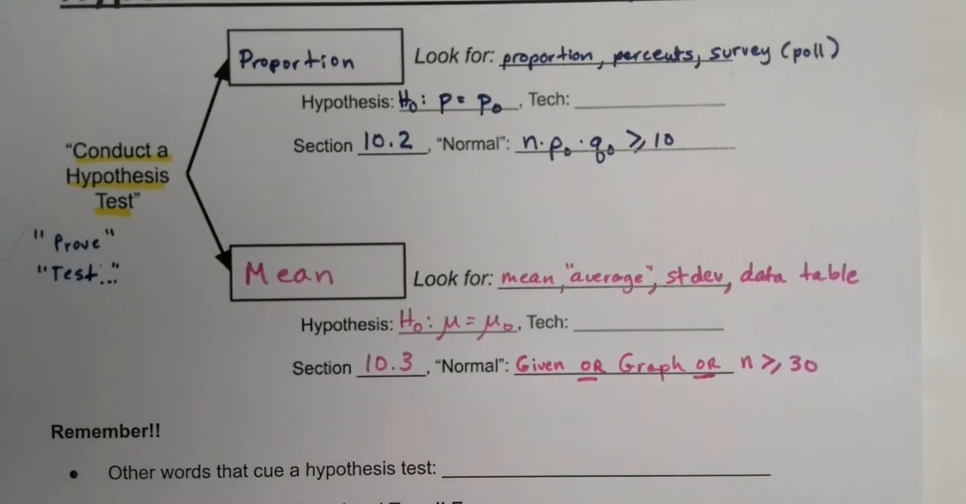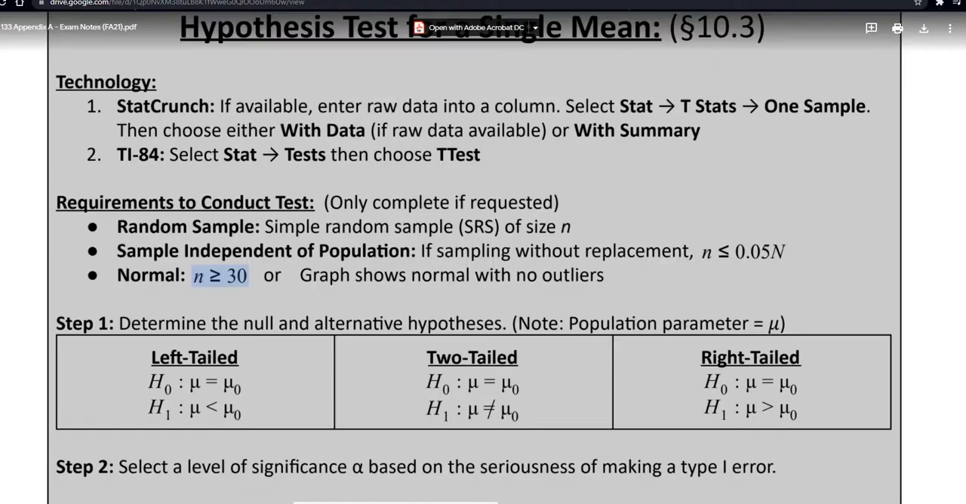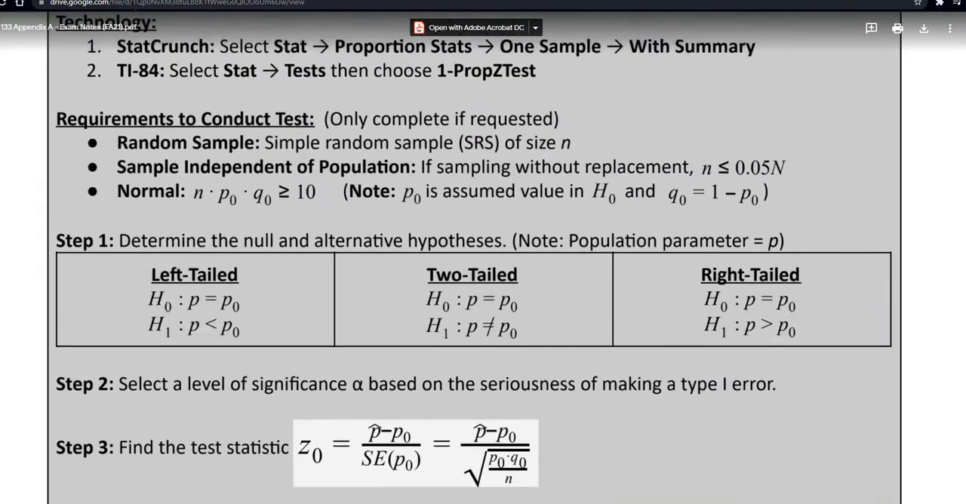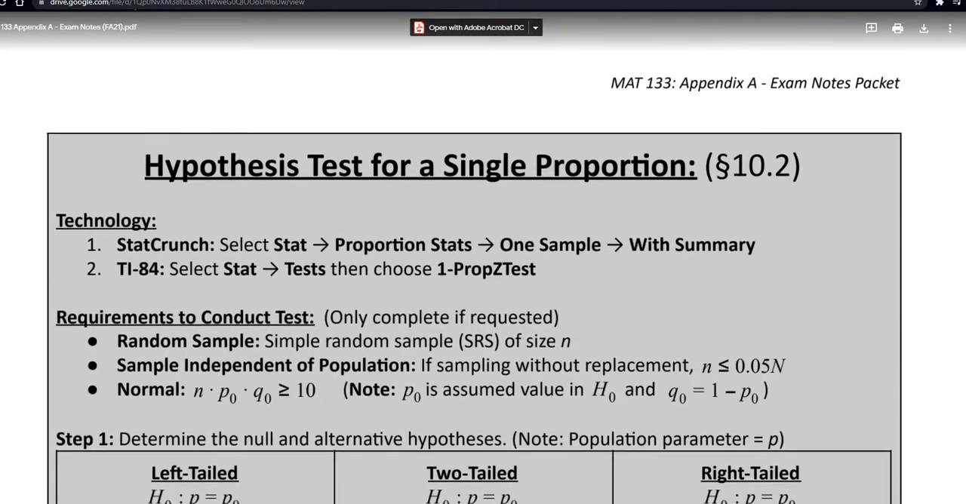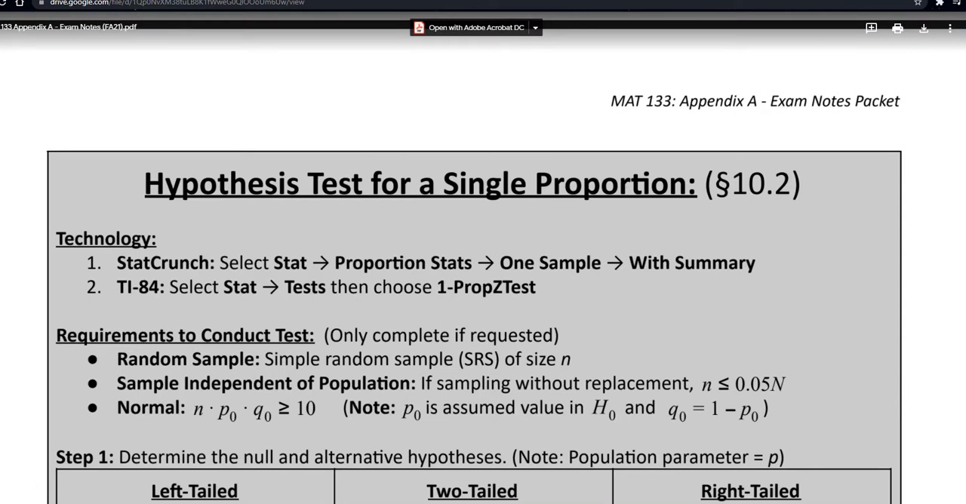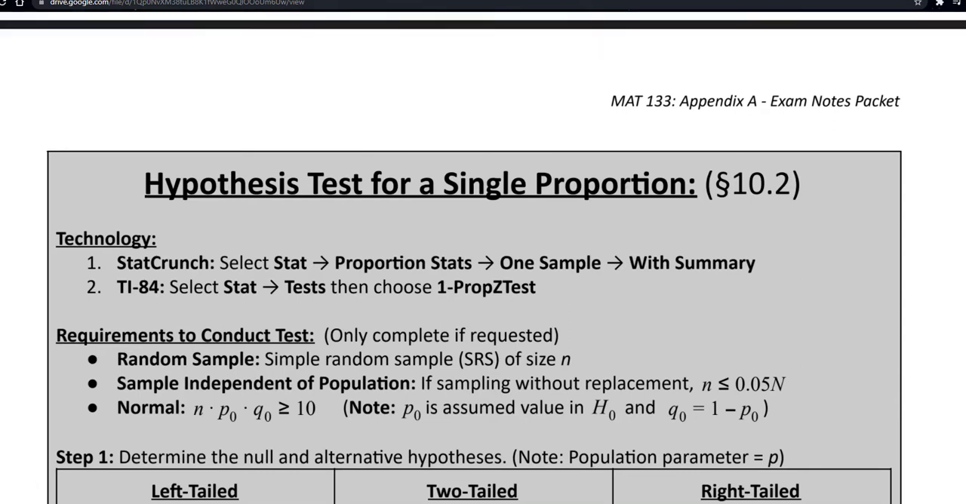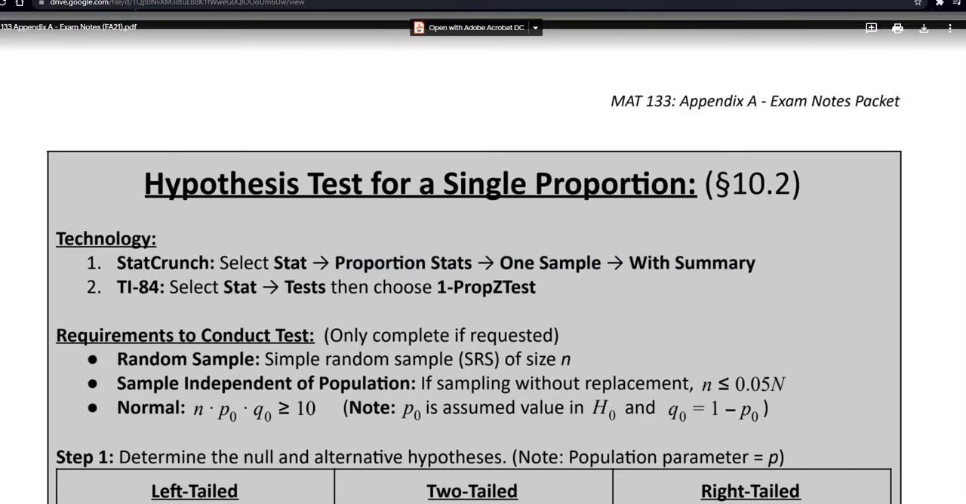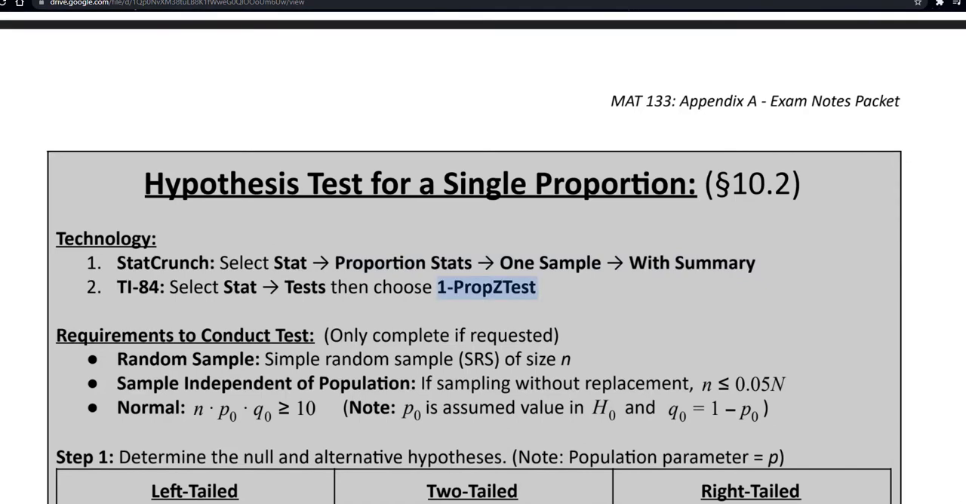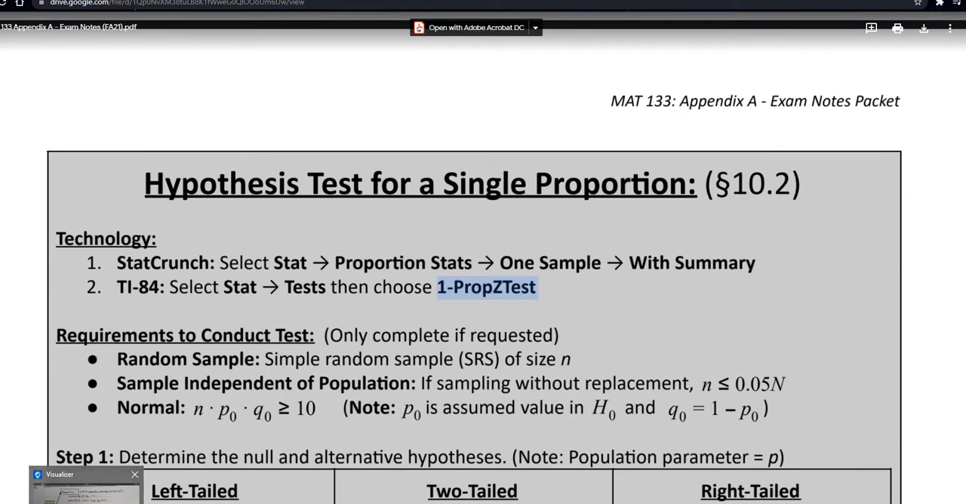All right, now what about technology? Well, it depends. If I go back here and put it right here at the top, in this particular semester that I'm making this video, this is page 276, and the next page is 277. If you want, you can say that to yourself. In StatCrunch, it's Stat, Proportion, One Sample, With Summary, just like it was for a confidence interval. But with the calculator, it's 1-PropZTest. So use either one you want. If you're using a TI-84, write that. If you're using StatCrunch, then use that.